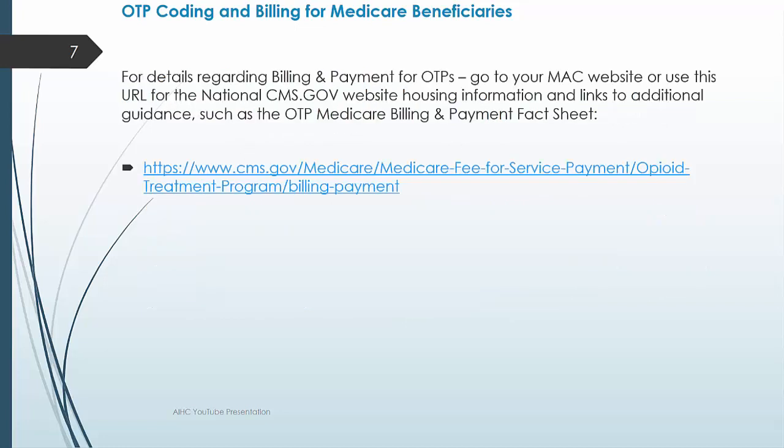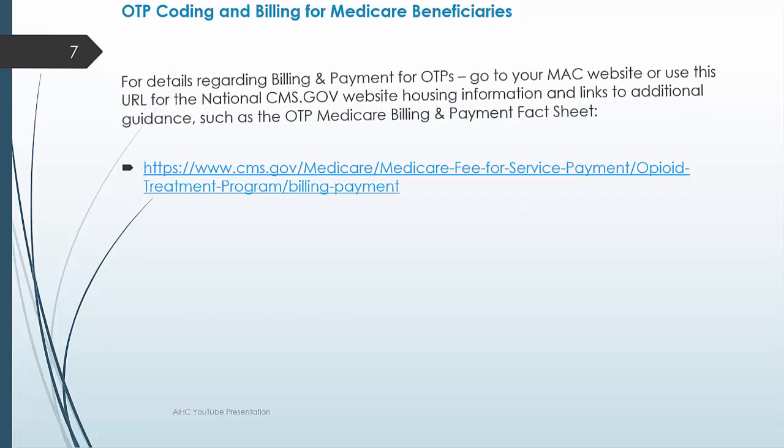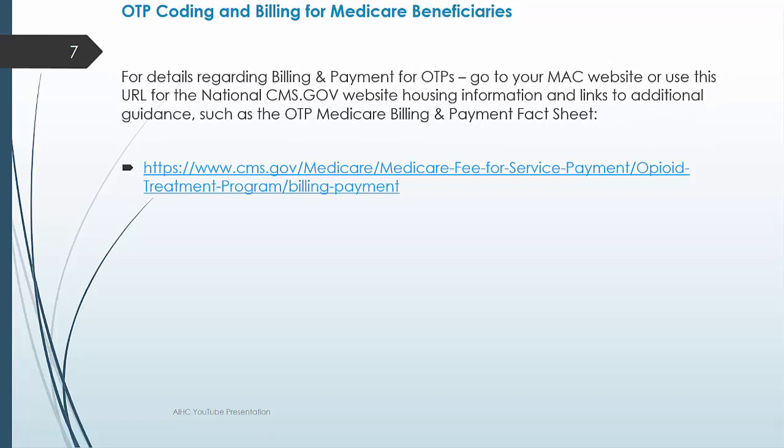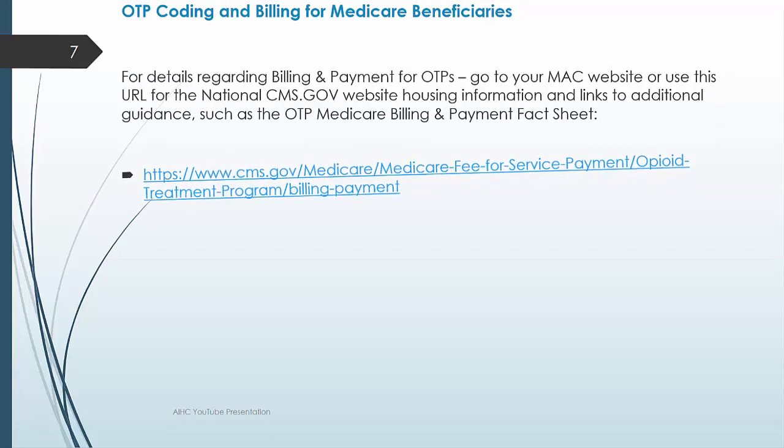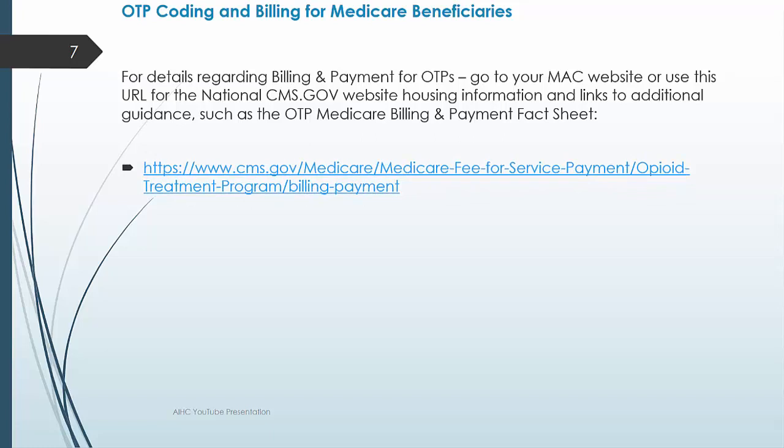For details regarding billing and payment for OTPs, go to your MAC website or use this URL for the national cms.gov website. An easy way to locate this information is to go to www.cms.gov and enter the phrase opioid treatment programs in the search field.